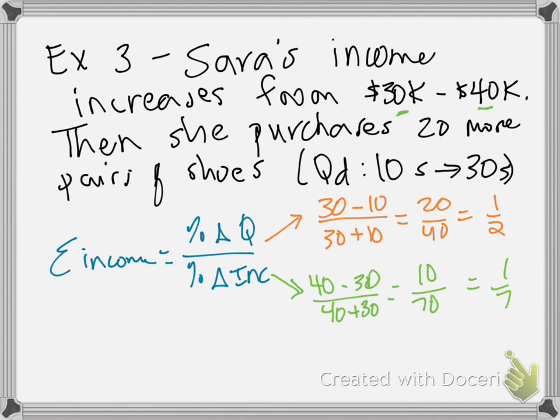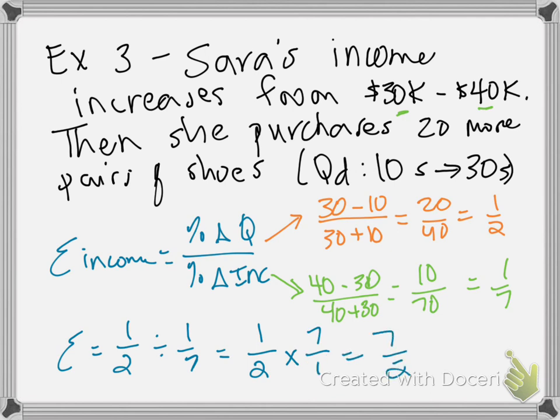Now we'll pull them all together and plug into our equation here. So our elasticity coefficient is 1/2 divided by 1/7, the change in her income. If we're going to divide by a fraction, we multiply by the reciprocal. So 1/2 times 7 over 1, or 7/2, which is 3.5. So that is her elasticity coefficient. It's positive, indicating that for Sarah, shoes are a normal good because, again, as her income went up, so did her purchase of shoes.